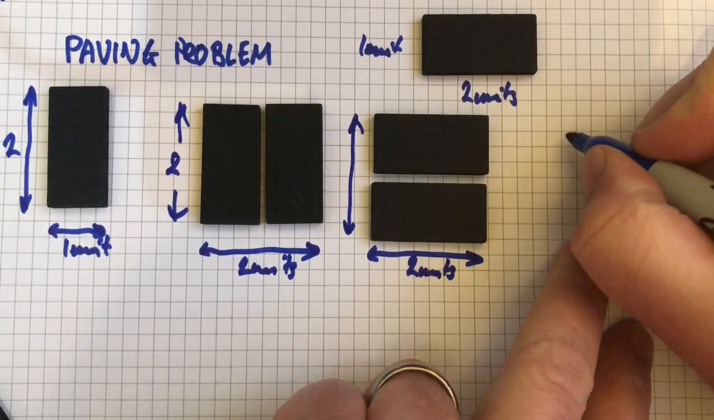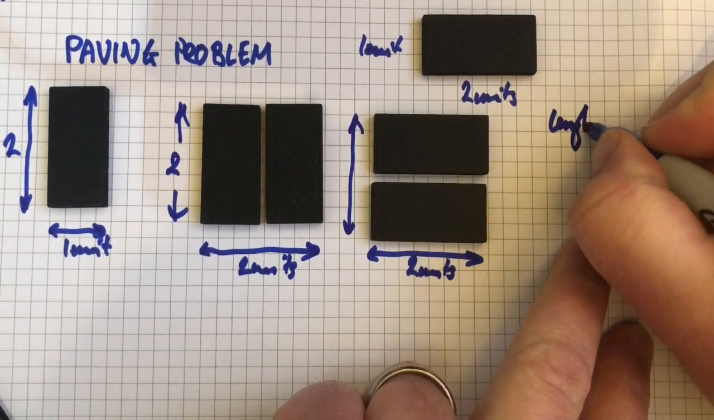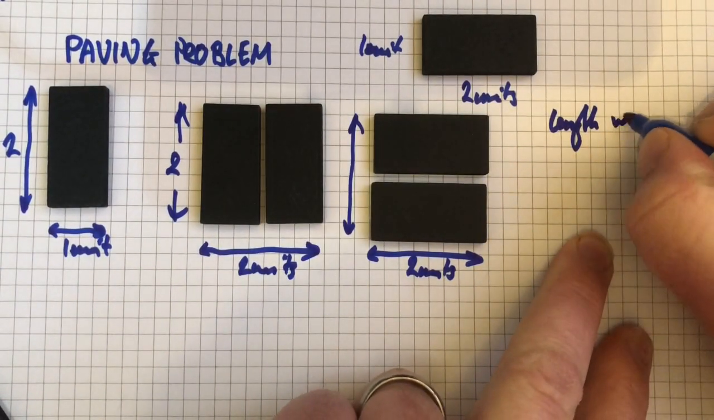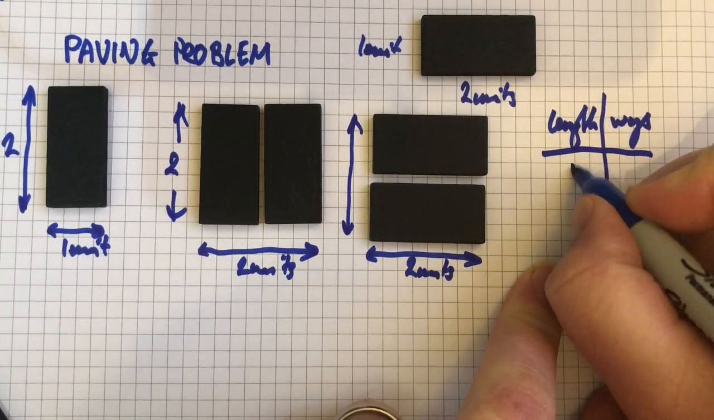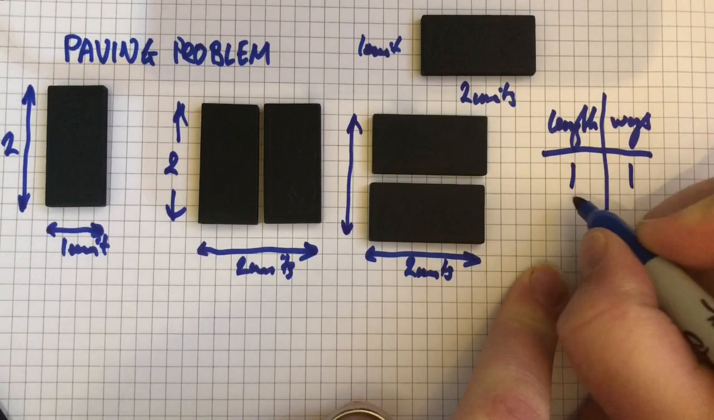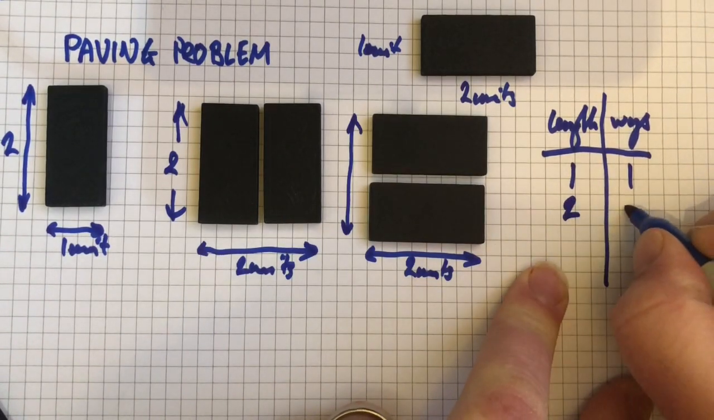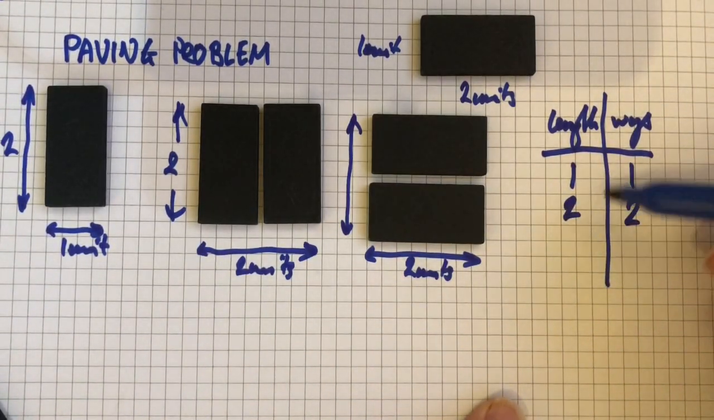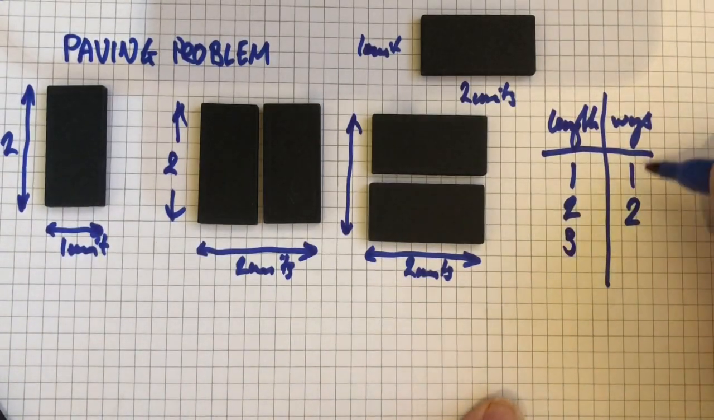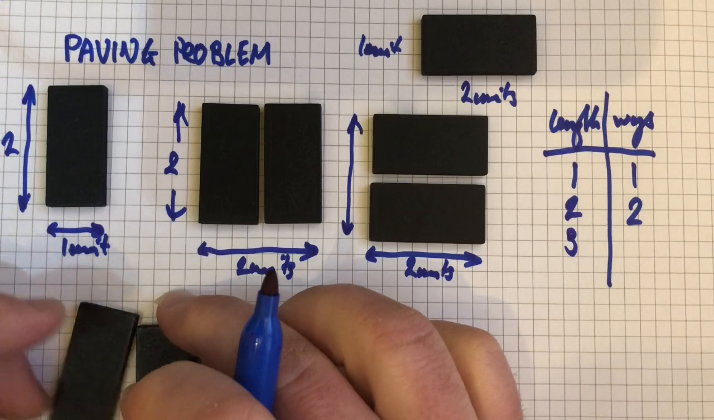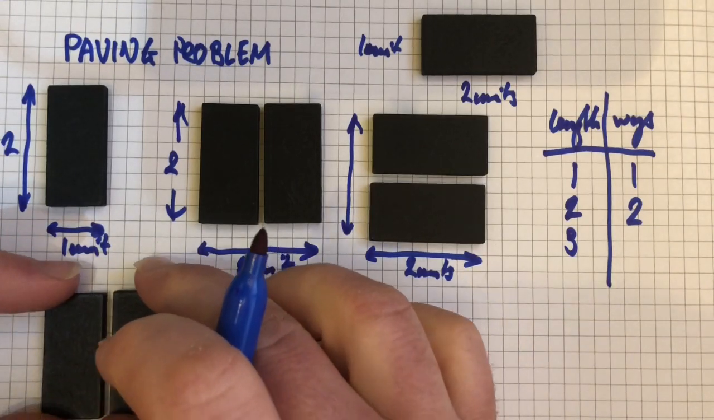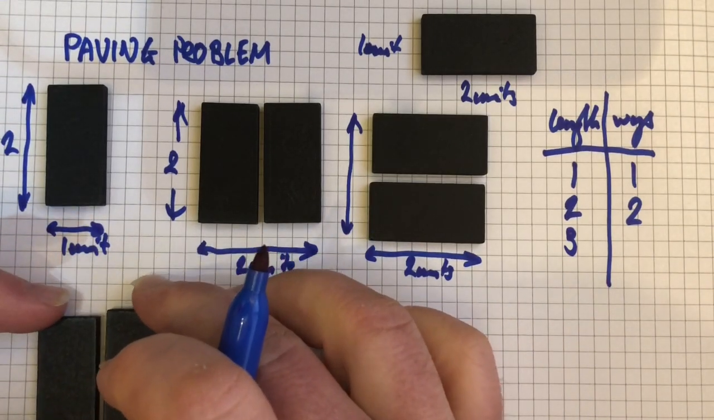So if we have the length here and the number of ways here in a little table, when it's 1 long, there was 1 way. If it's 2 long, there were 2 ways. I think I can spot a pattern here. Make a prediction. I reckon this is going to be 3. So if I make a path that is 3 long, and I'm going to write these down as we go.